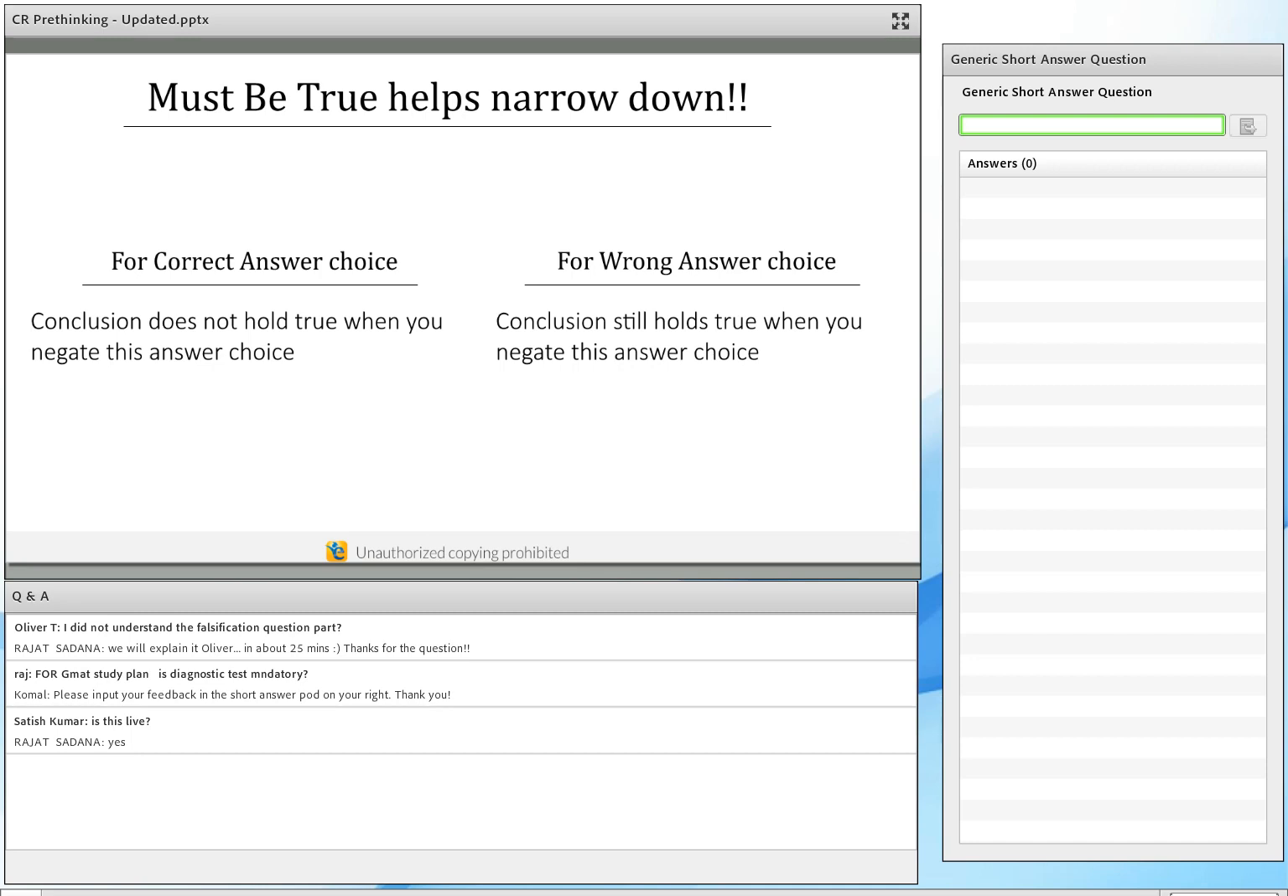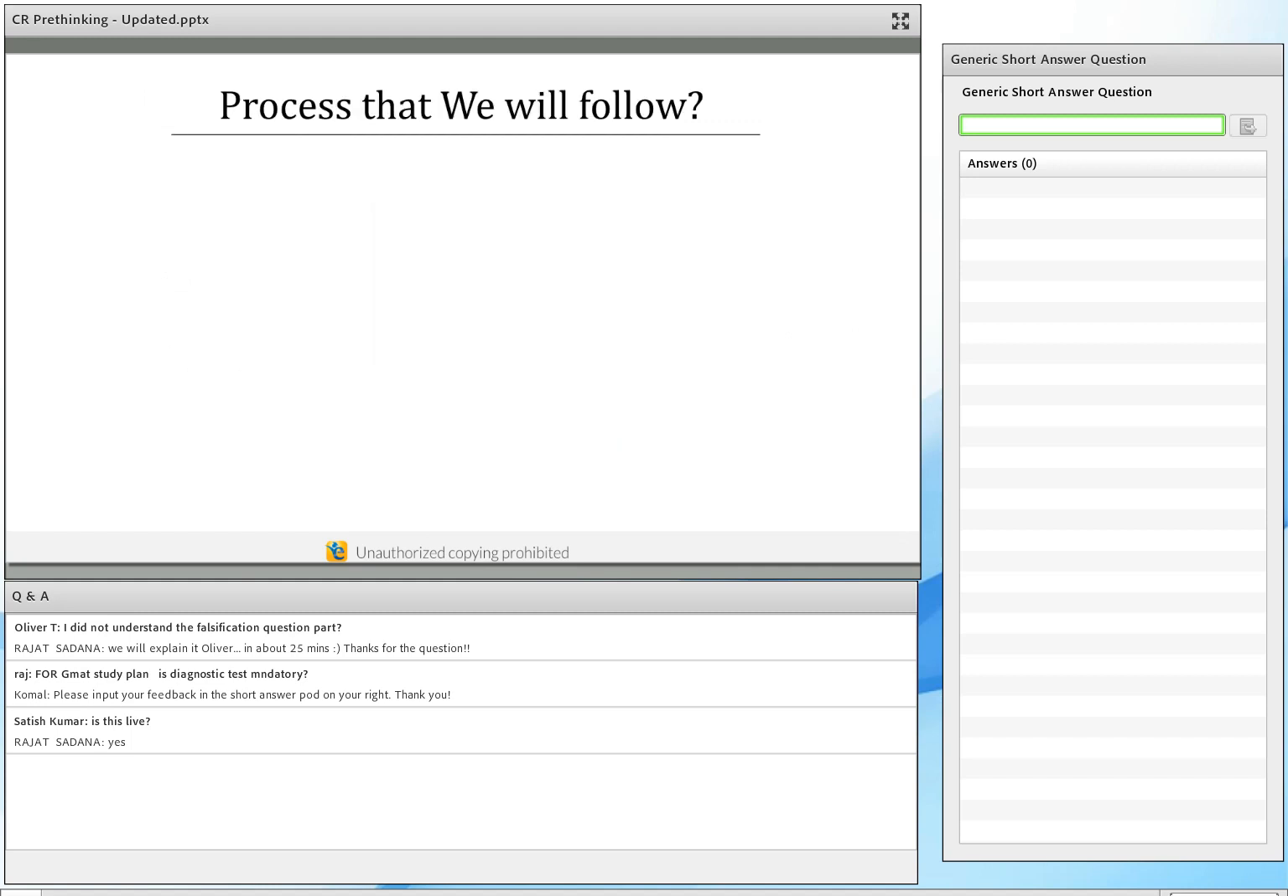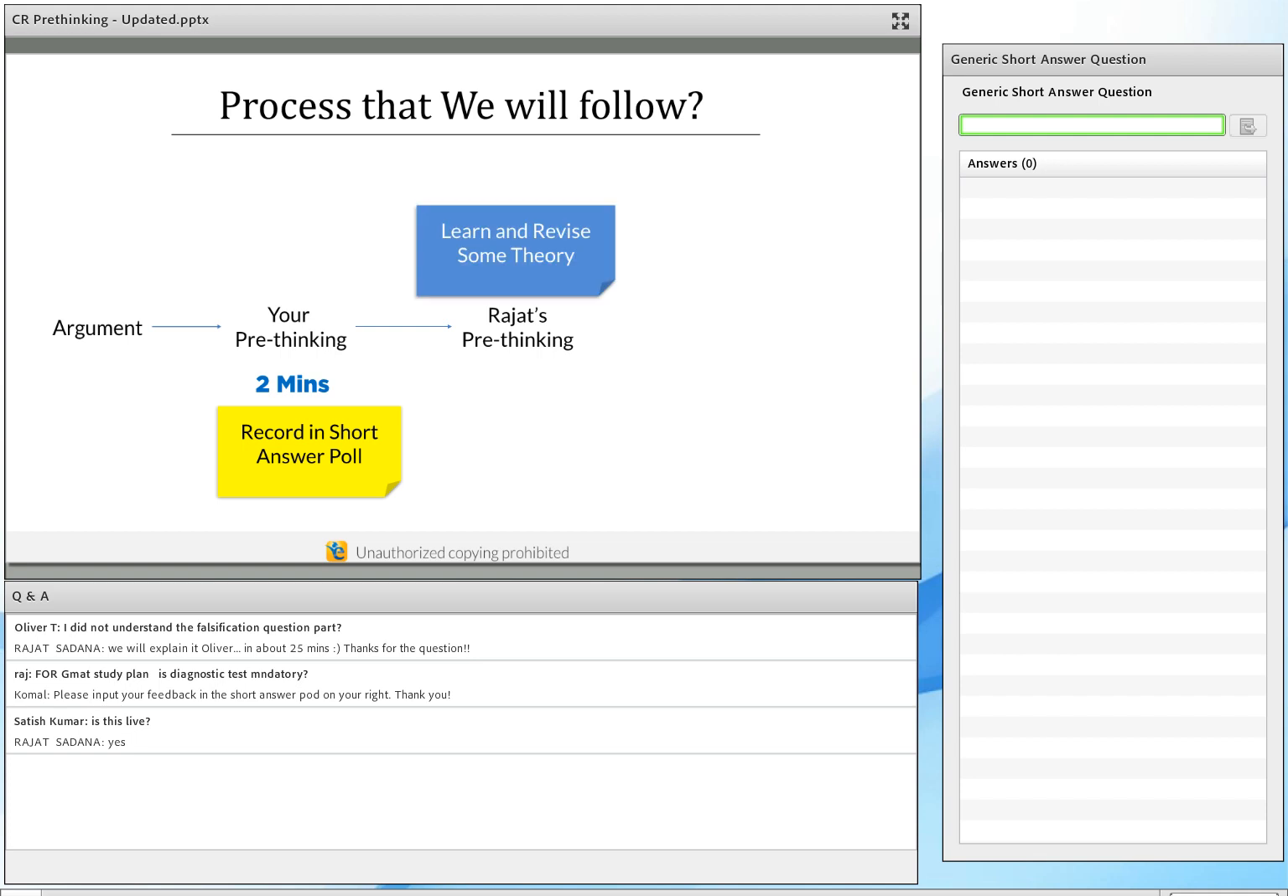All right. With that, let's do a small pre-thinking exercise. I'm going to give you an argument which is slightly more complex than the one that we looked at. And I'm going to give you about 3 minutes, not just 2, but 3 minutes. So you're going to get a pure argument, no answer choices. You're going to put in your pre-thinking, and we're going to record your answers in a short answer poll. Then we're going to go about my way of doing pre-thinking, and this is where we introduce the falsification question.